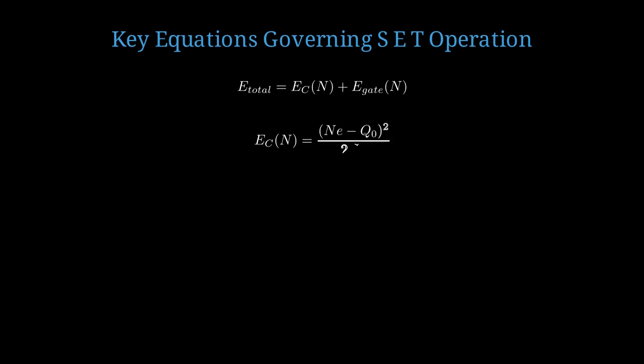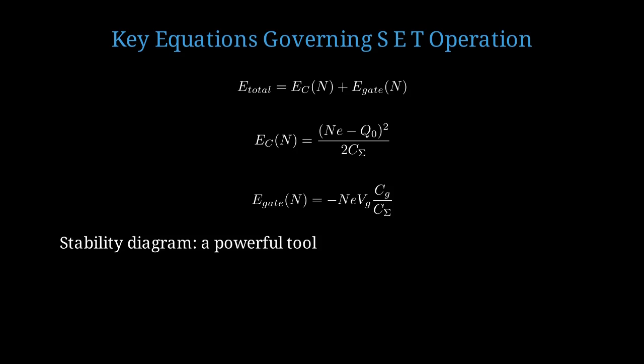The charging energy is E_C of n equals (Ne minus Q0) squared divided by 2C_Σ, where Q0 is a background charge and C_Σ is the total capacitance. The gate energy is E_gate of n equals negative N e Vg times Cg over C_Σ, where Vg is the gate voltage.